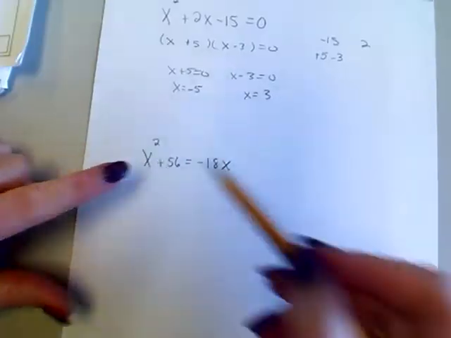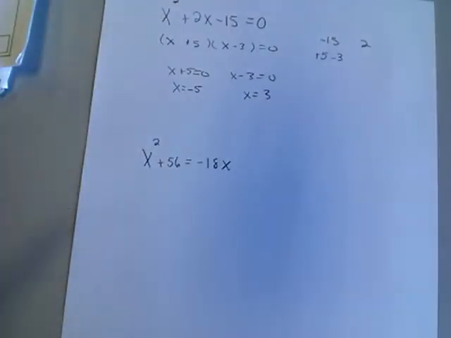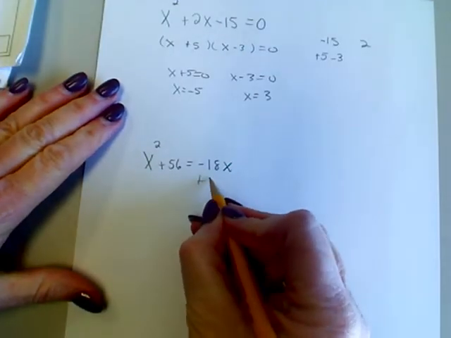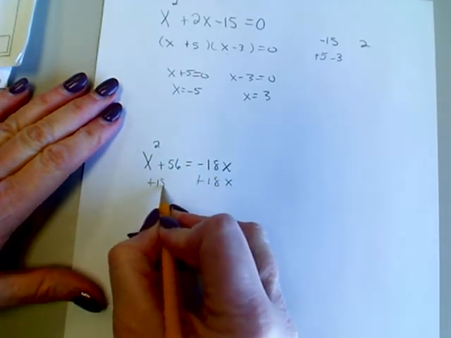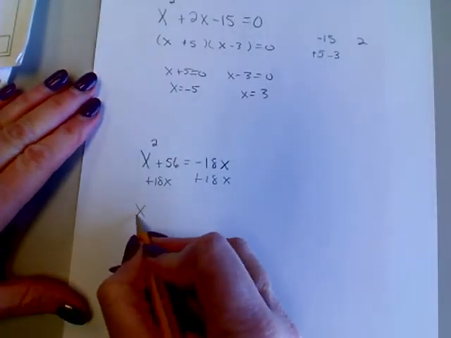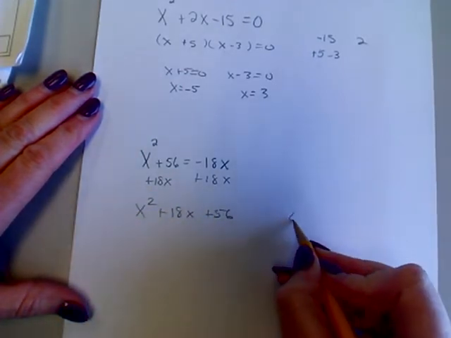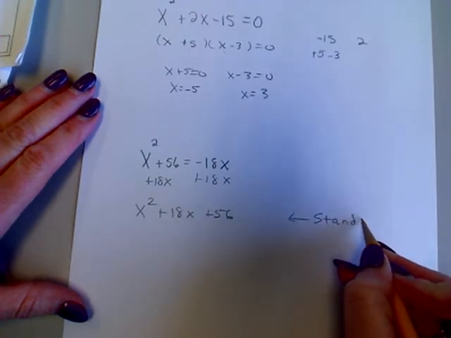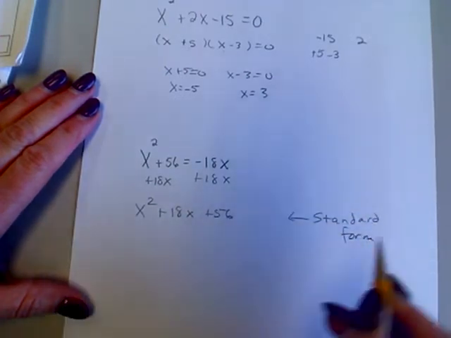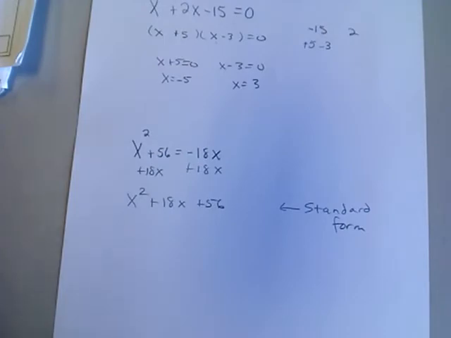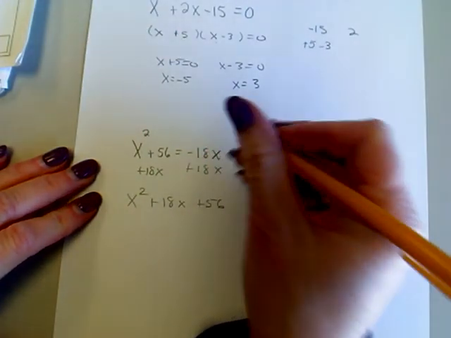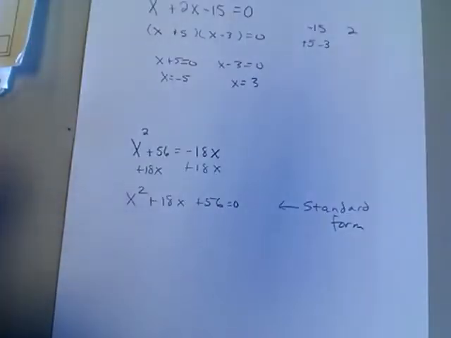Okay. This problem right here, there's an x squared. I want you to put it in what's called standard form. That's where everything's on one side of the equal sign. So I'm going to add 18x. And that's going to give me x squared plus 18x plus 56. And again, so everybody knows, that is standard form. Oh, sorry, since I subtracted the 18x, that leaves equals 0. We're solving it. So go ahead and factor that and solve it.